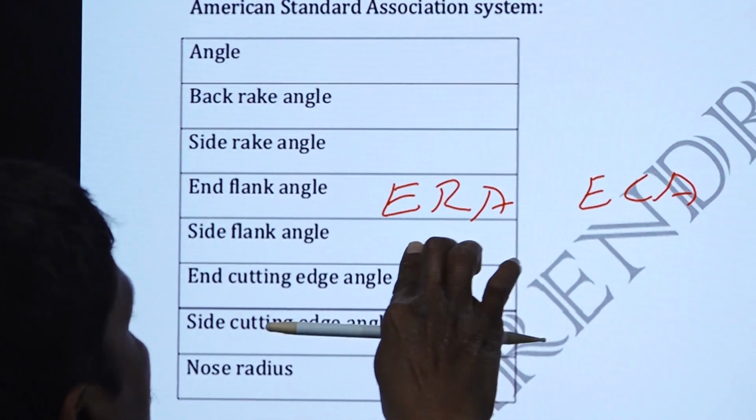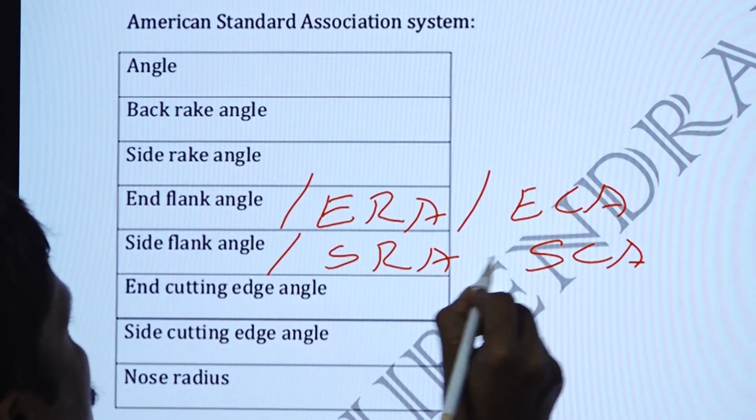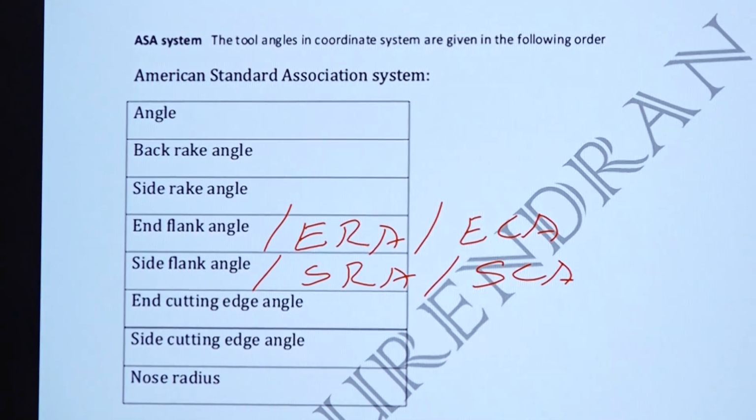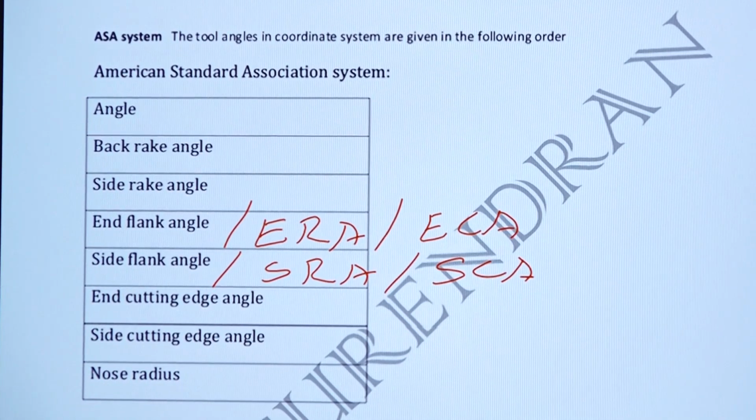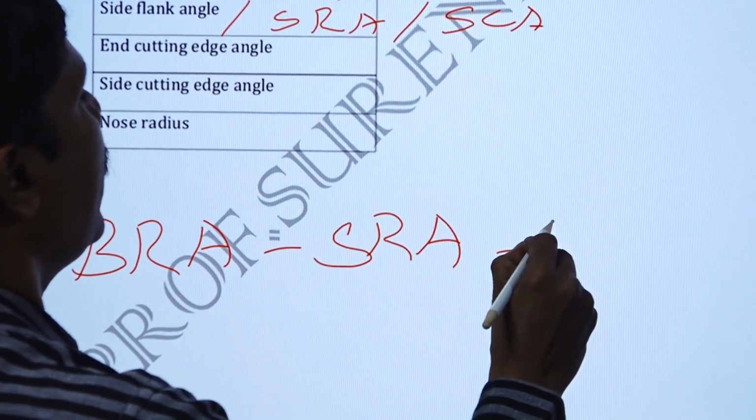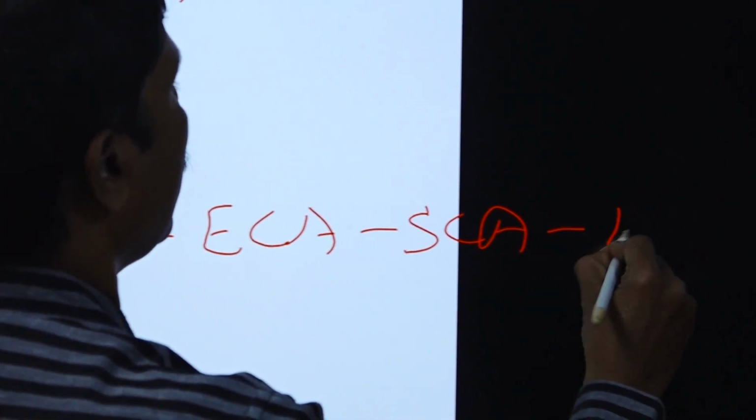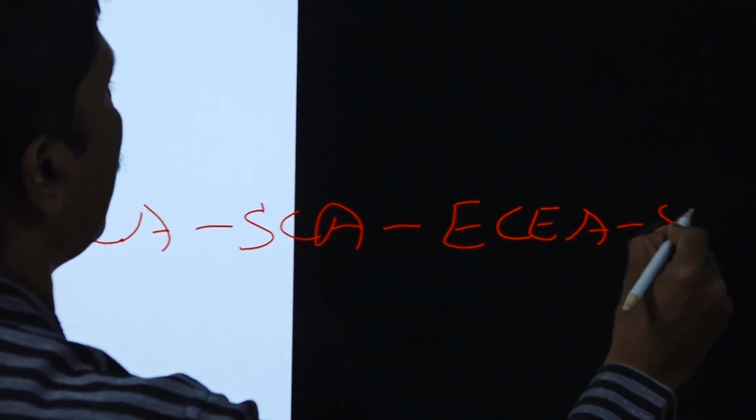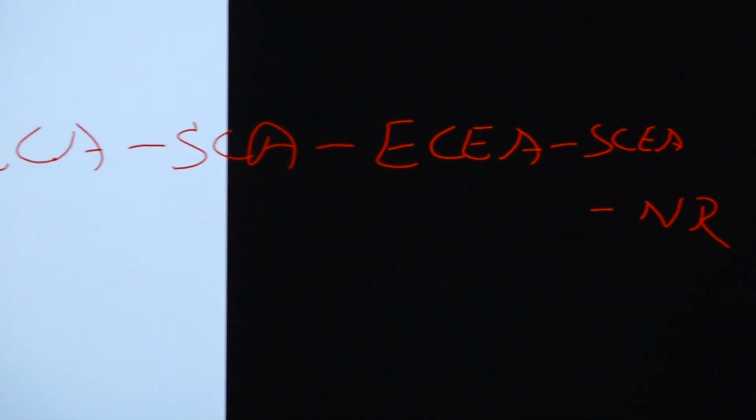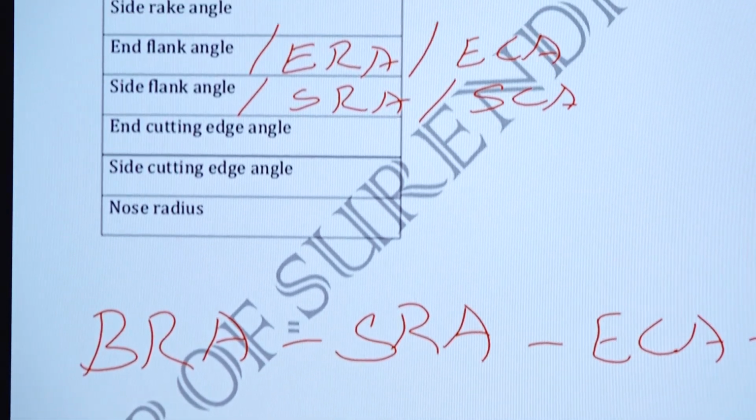Side flank angle is also called side relief angle or side clearance angle. So three names are there. As per the American standard system, the back rake angle always comes first. After that is the side rake angle, then end clearance angle, next side clearance angle, then end cutting edge angle, then side cutting edge angle, then nose radius. So these are the 7 terms used to describe the American Standard Association system for the tool signature.